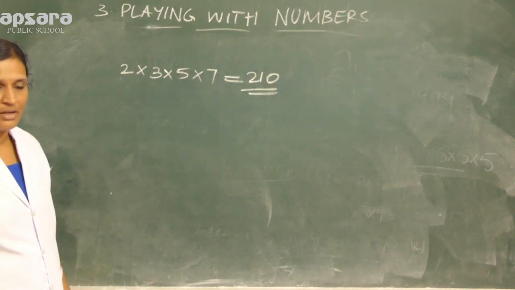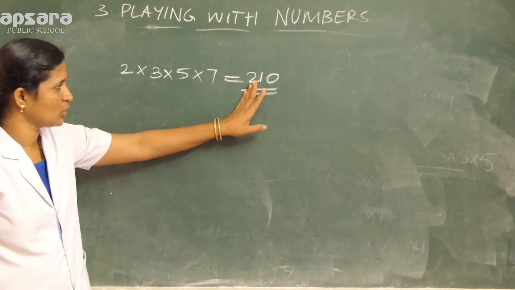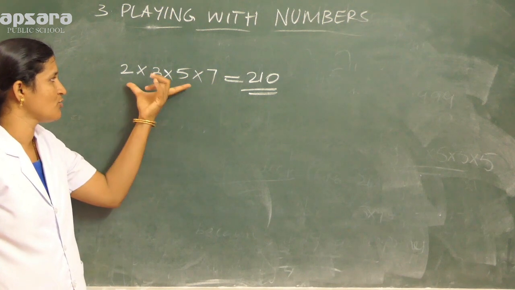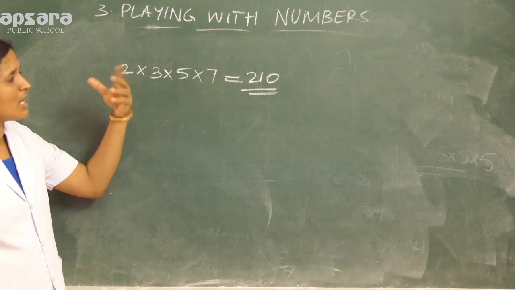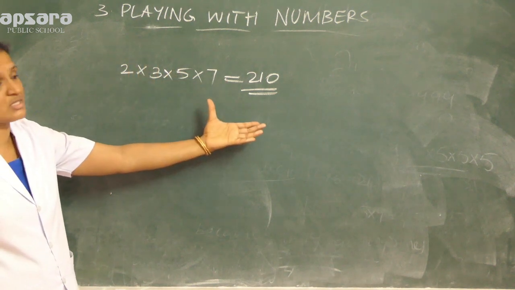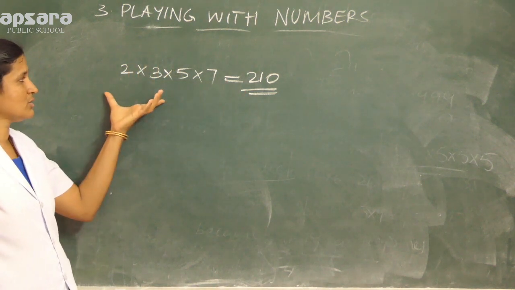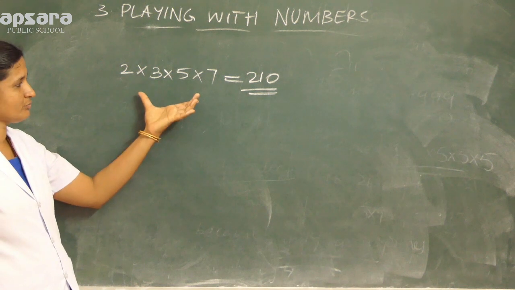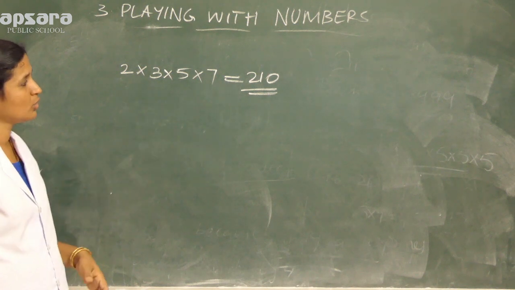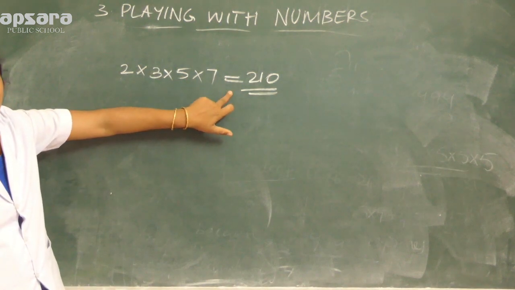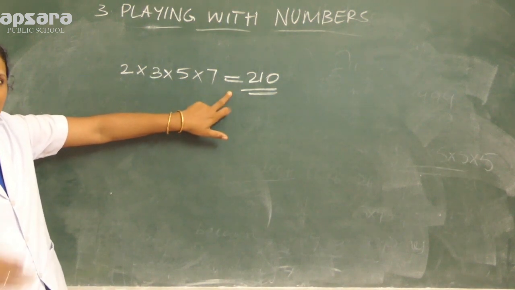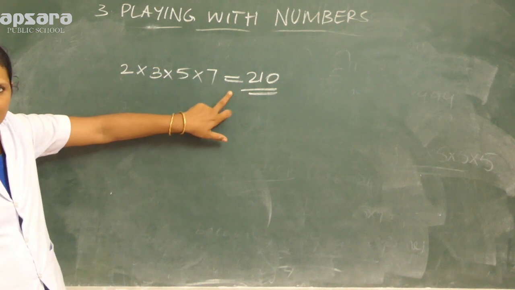Is that clear? Because they are the smallest. So what you have to do is find the product of the first 4 prime numbers. Okay, if the same question is asked for the smallest number having 5 prime factors, what do you have to do? 2 into 3 into 5 into 7 into the next prime number. If there are 6, you have to multiply the first 6 prime numbers.